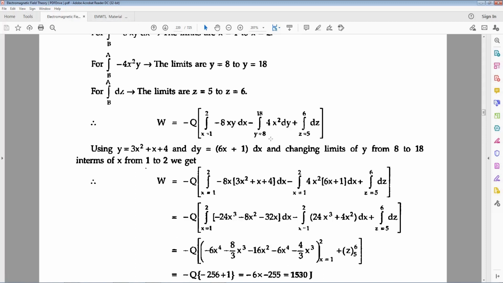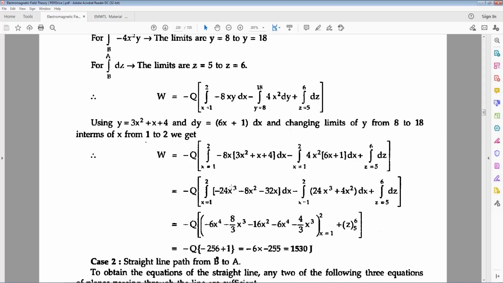And for the next integral, the y value is 8 to 18, but changing that, the y in terms of x, so x is equal to 1 to 2, 4x square, and dy I am replacing as 6x plus 1 into dx. So I change the limits of y from 8 to 18 but replace the dy in x terms, 6x plus 1 into dx. So integral of z from 5 to 6 dz. Now apply the integral here: 3x cube, and here x cube, and x cube value is x power 4 by 4. And the 4 gets cancelled, 24 is a 6.